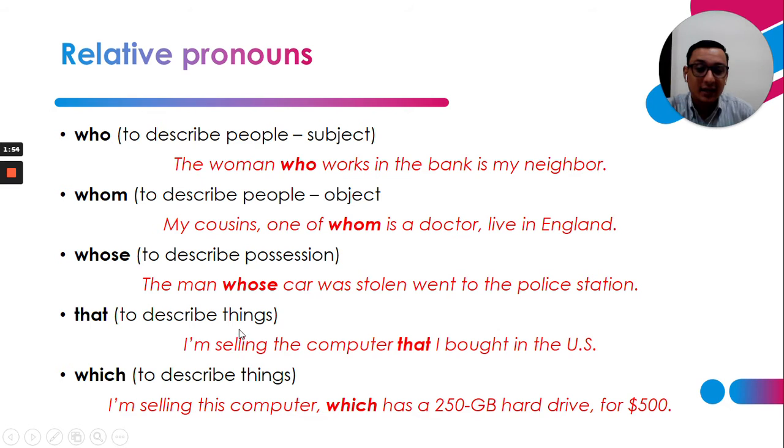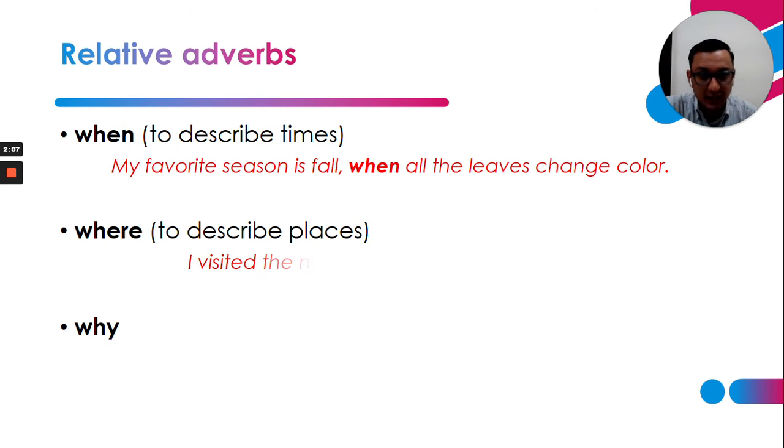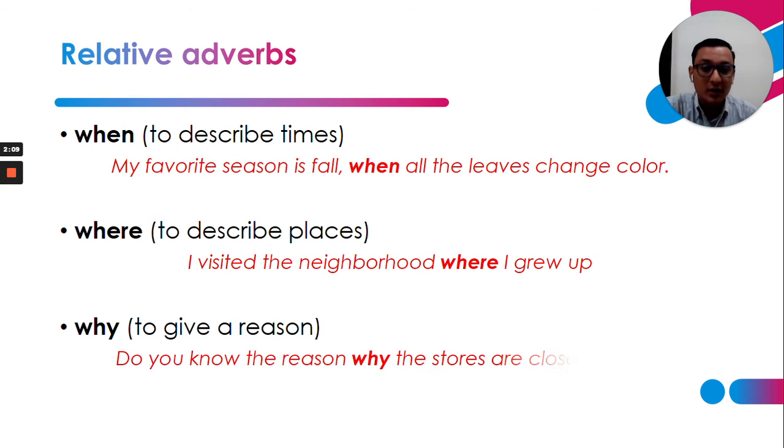Now remember that can also be used for people, but there are very specific cases in which we can use it. We're going to check that in a couple of minutes. And the relative adverbs, because they talk about time, place, and reason, we consider them adverbs, just like the examples we have there.